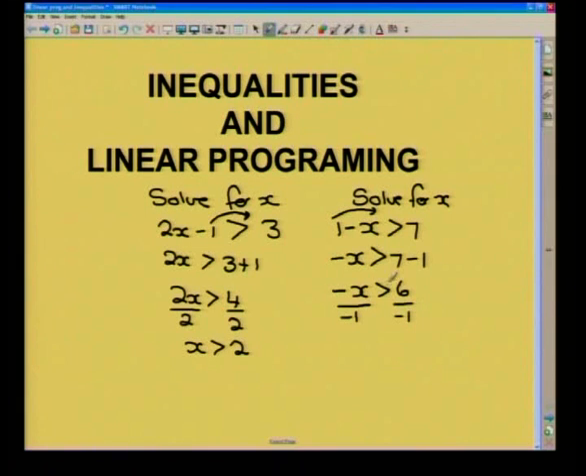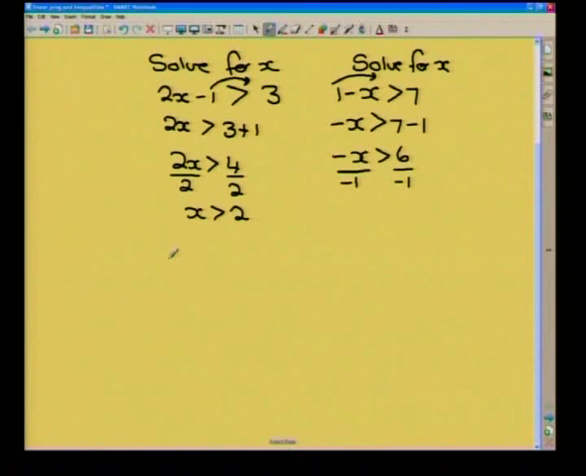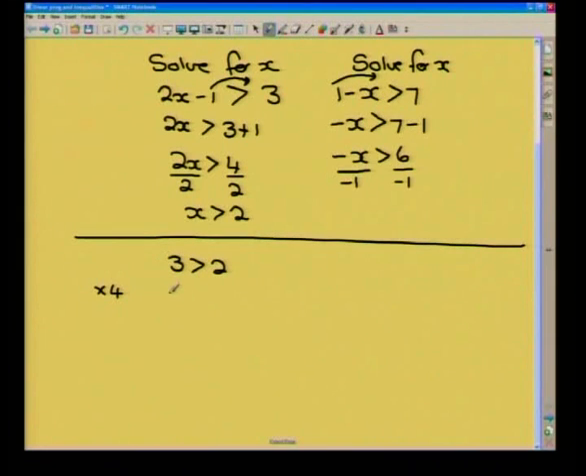Now, the moment we do that, there's a complication with the inequality sign. So let's have a look at it. Let's say, for example, I've got 3 is greater than 2. We all know that that's true, and we don't have a problem with that. But now, if I times both sides of this by, say, 4, will it still be true? Well, let's see. Multiplying by 4, 4 times 3 gives me 12, and 4 times 2 gives me 8. Yes, it's still true that 12 is greater than 8.